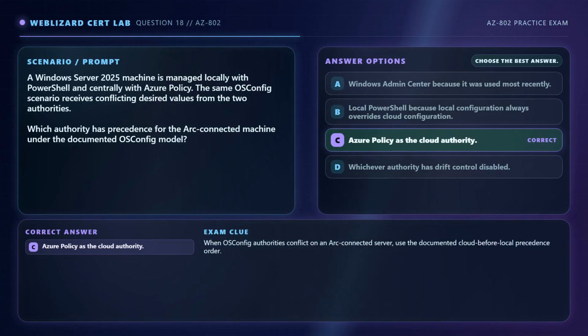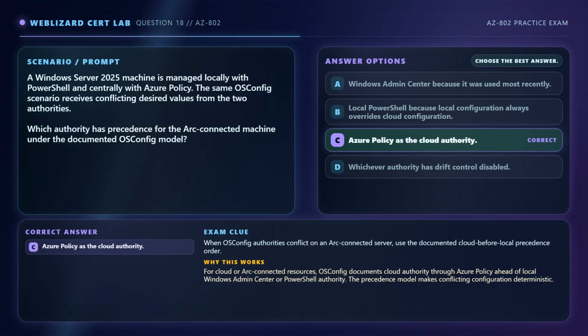The correct answer is C. Azure Policy as the cloud authority. For cloud or Arc-connected resources, OSConfig documents cloud authority through Azure Policy, ahead of local Windows Admin Center or PowerShell authority. The precedence model makes conflicting configuration deterministic. Exam clue: when OS config authorities conflict on an Arc-connected server, use the documented cloud before local precedence order.